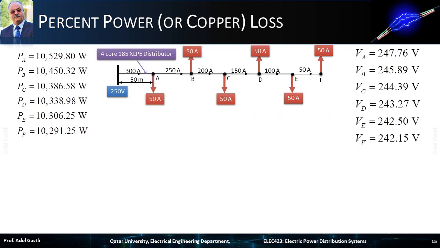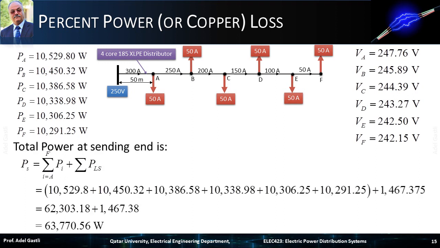Now, after calculating all the power tapped at each point on the feeder, we can calculate the total power at the sending end by summing all these powers and the total power loss, which yields a total power at the sending end of 63,770.56 watts.